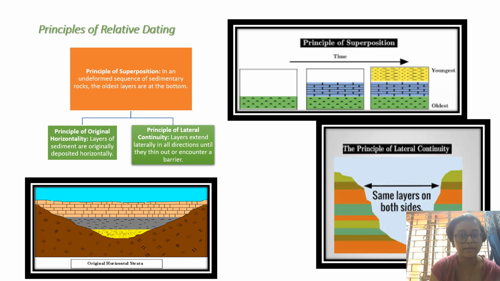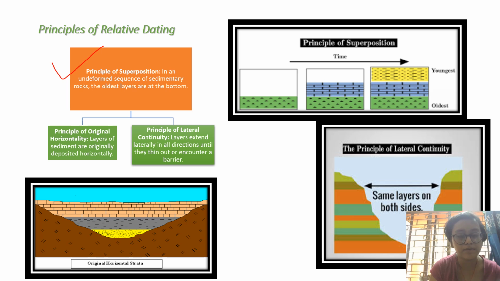Next up, the principle of relative dating. As I have mentioned earlier, relative dating helps us understand the age of a particular area, like these sediments or strata of the soil. It helps us understand a relative date. It is not an exact date, like what we studied in the absolute dating method.